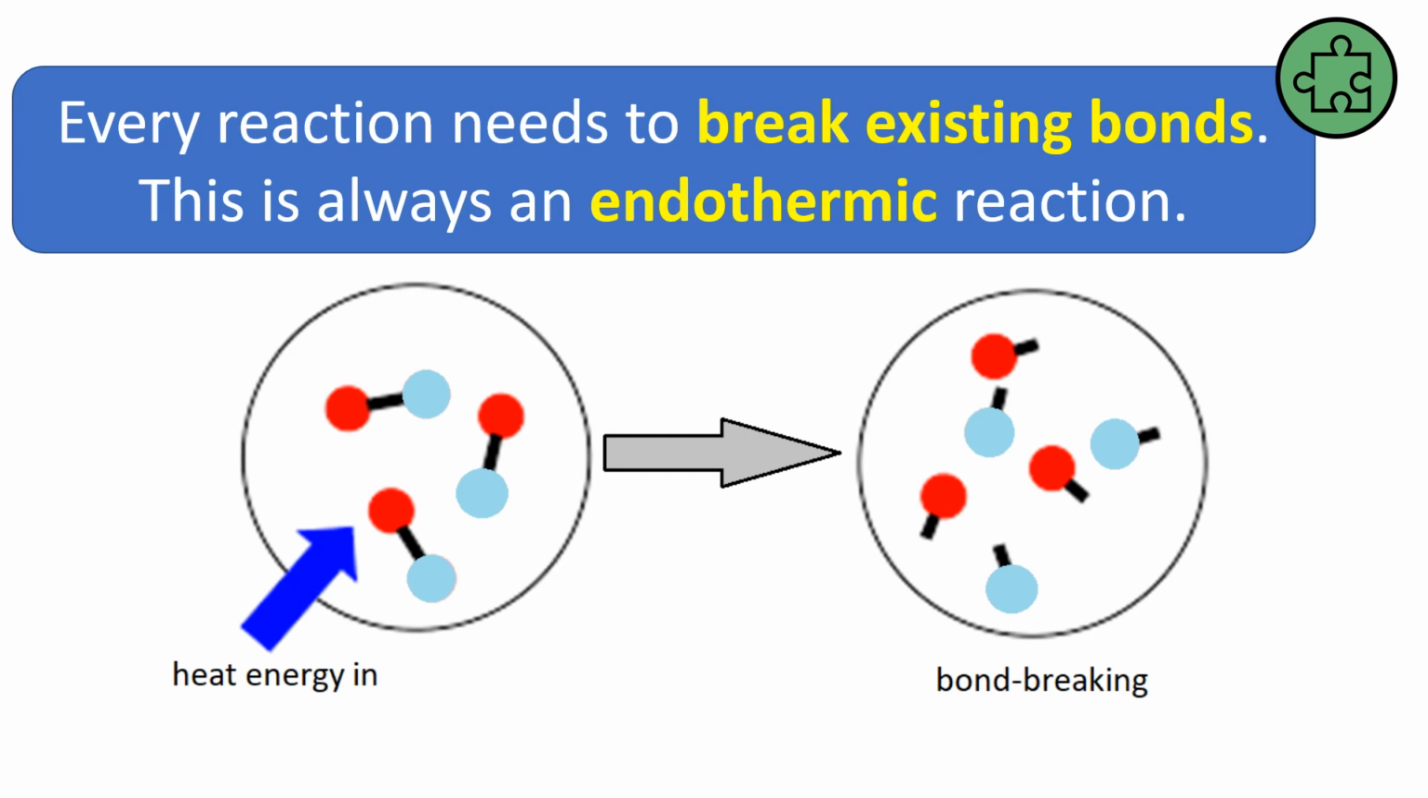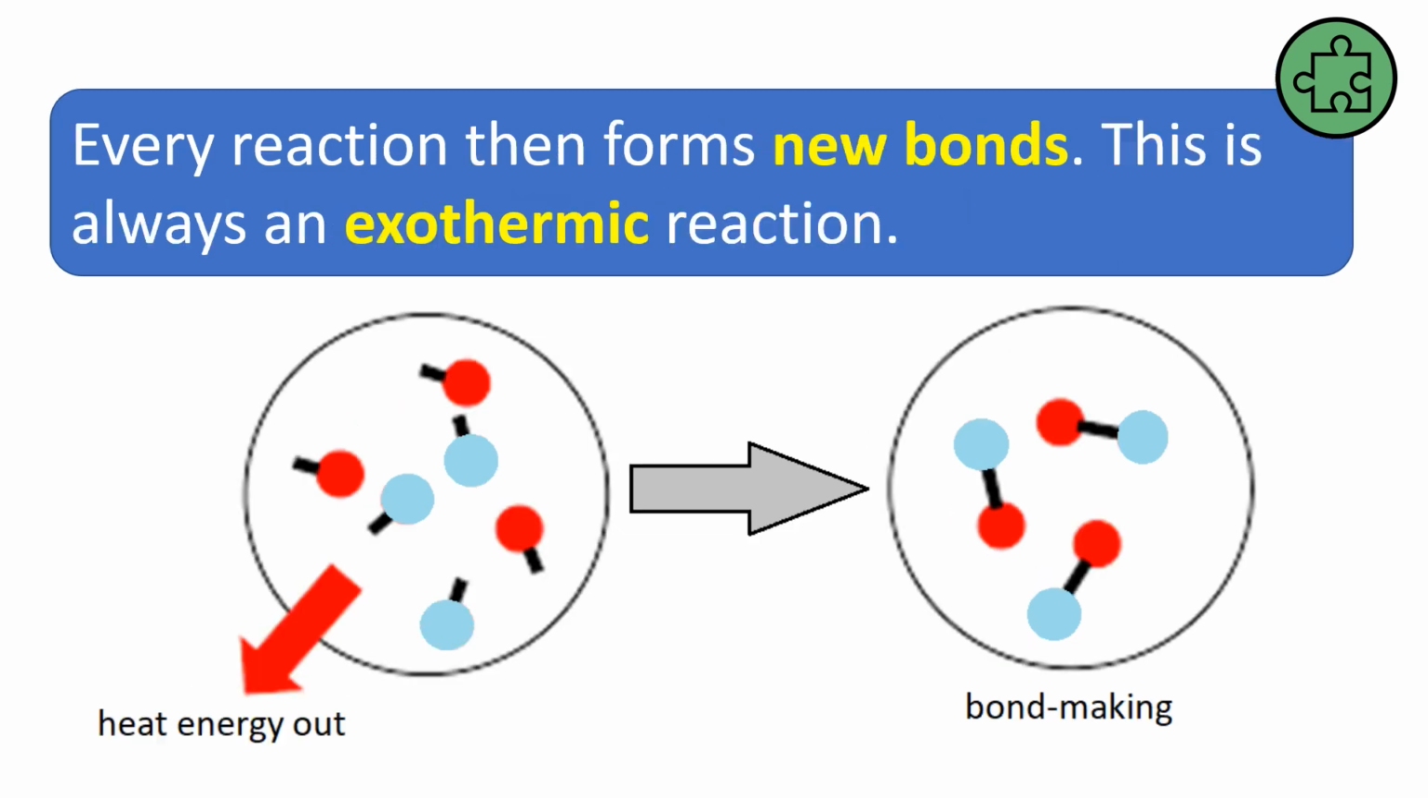So every reaction needs to break existing bonds. So they're going to require some extra energy to do so. So they're going to take in some energy from the environment, endothermic, to break any existing bonds. When it makes new bonds, it releases some of that energy. And so the product side is always exothermic. So with any complete chemical reaction, we break existing bonds, endothermic, and we make new bonds, exothermic.